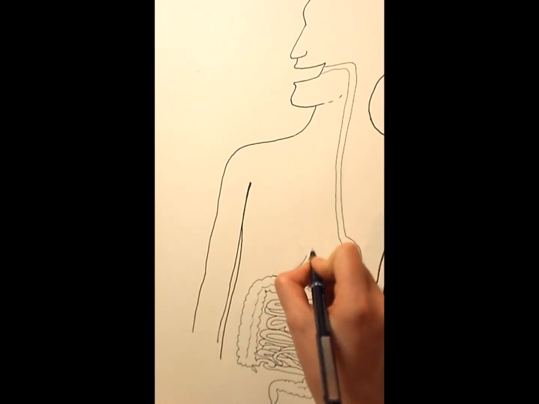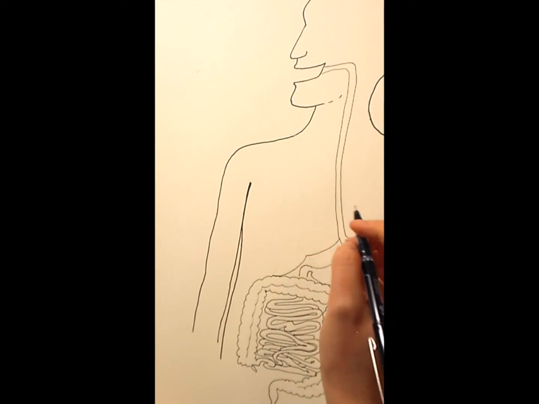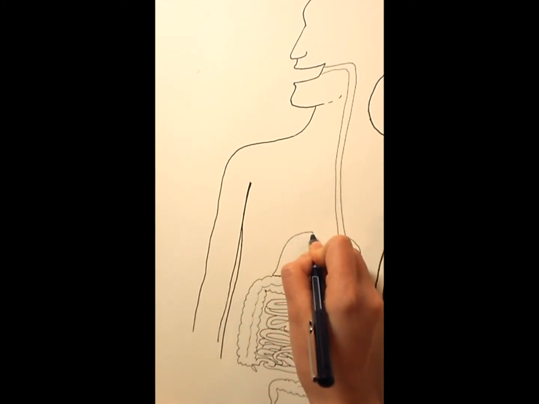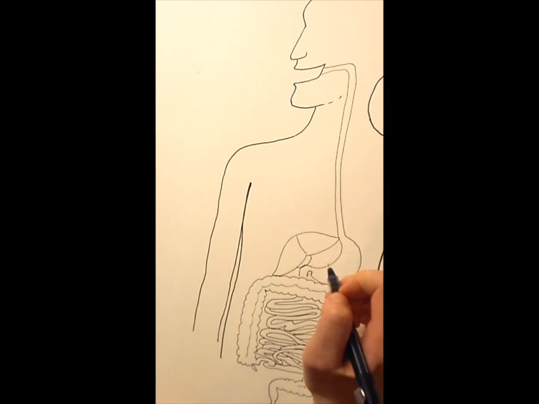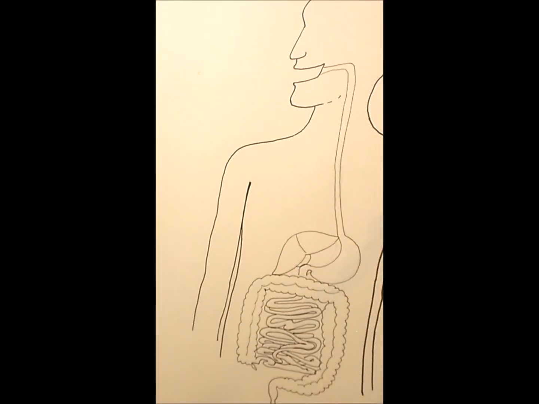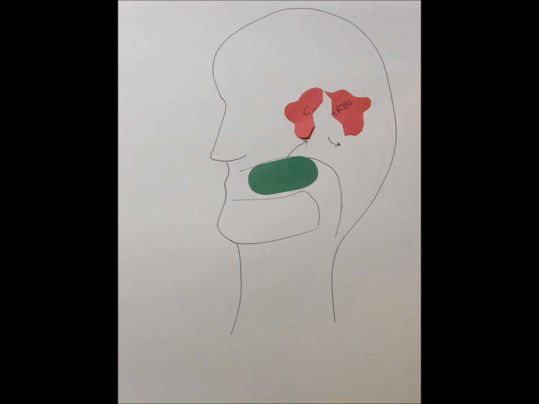Finally, we have our accessory organs, which are the liver and the gallbladder. They're called accessories because they don't directly participate in the actual digestion of food, but they pour bile into our other organs, which helps with the breakdown of fats.